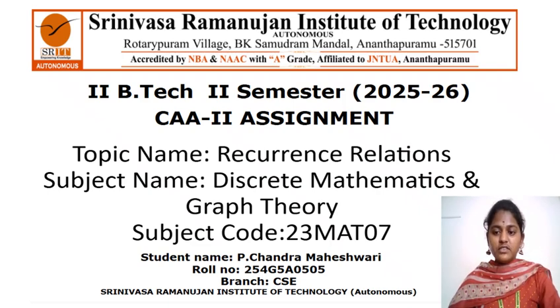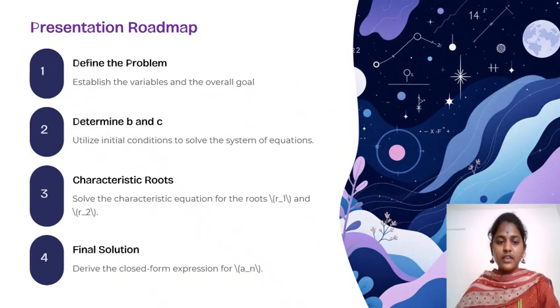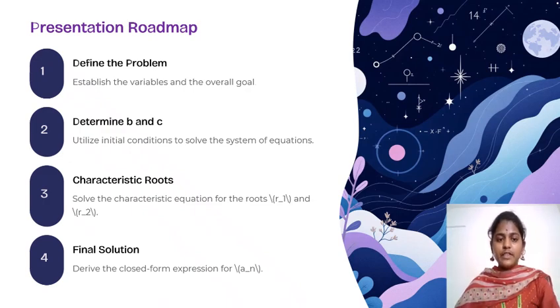Today my topic is recurrence relations. Let us see the next. To get the final solution of a problem, there are four steps. First, define the problem. Next, determine the problem. Then next, find the characteristic roots, and then we can get the final solution.